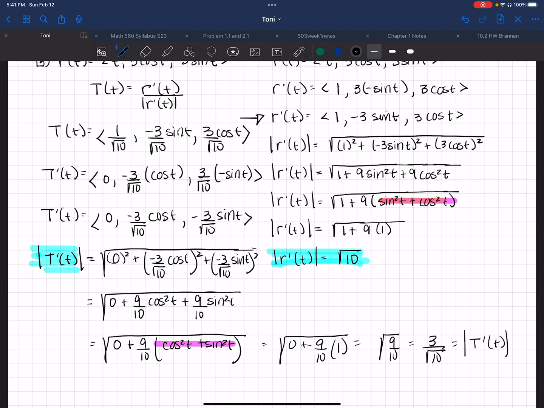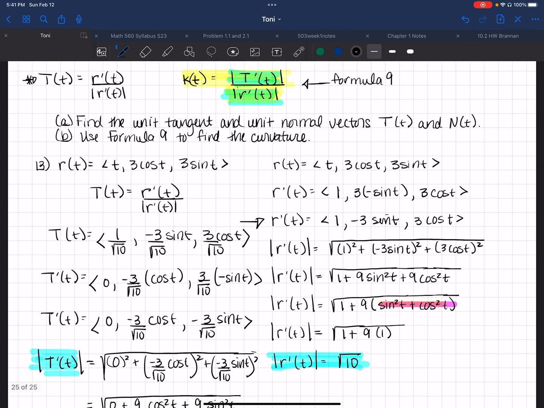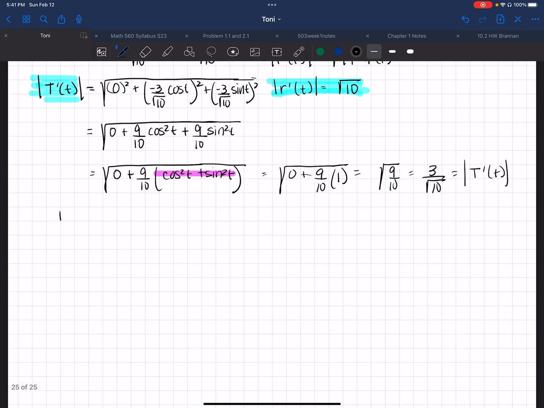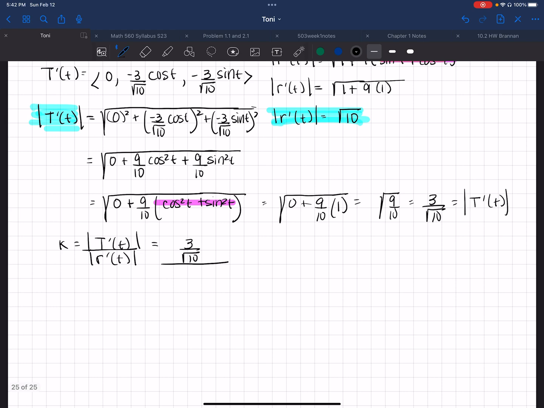And that equals that length of t prime of t. All right, so now I'm ready to use my formula 9. I've got the length of t prime of t divided by r prime of t. So I know that little curvature formula, or formula 9, is the length of t prime of t over the length of r prime of t. So I go back and I find my parts. T prime of t is 3 over the square root of 10, okay? And that's going to be all over, what was r prime of t? Square root of 10, which winds up giving me 3 over square root 10 times square root 10, which is going to give me 3 over 10. And that should be correct.